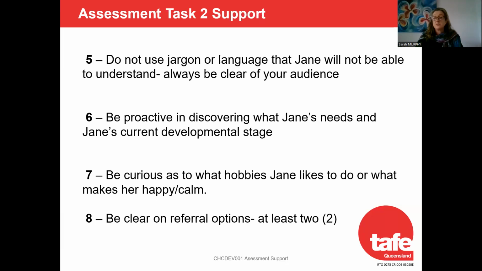7, be curious as to what hobbies Jane likes to do or what makes her feel calm or happy, and be clear on your referral options. There must be at least 2. Okay, so you must have at least 2 referral options. Just, yeah, to get that clarification. What would Jane like from the service? What are her expectations?